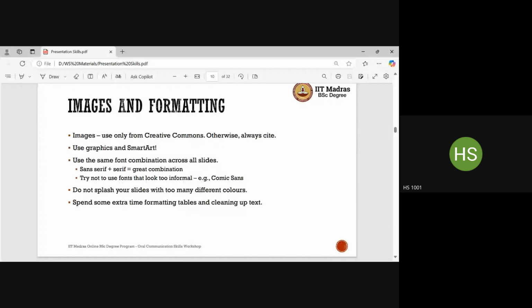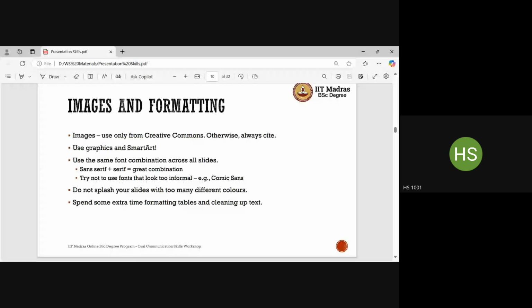When you use images and when you use formatting, how you use them is very important. Do not use copyrighted images. If you are using images that are taken from a particular source, you should cite the source of that image. You can use graphics, you can use smart art, but it should not make your slide look unprofessional. You should choose a template and a color palette and stick to it.